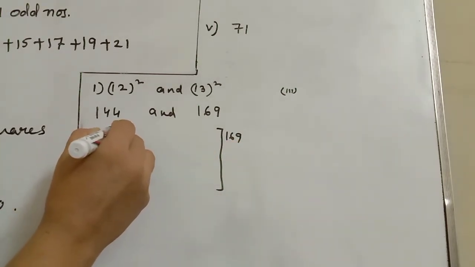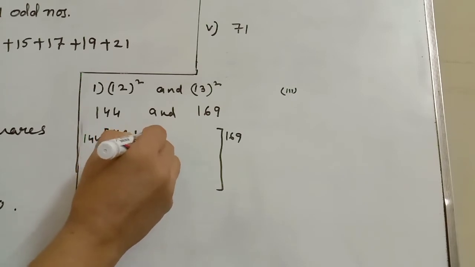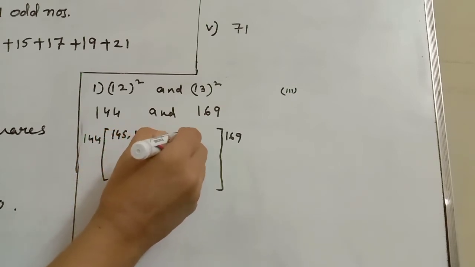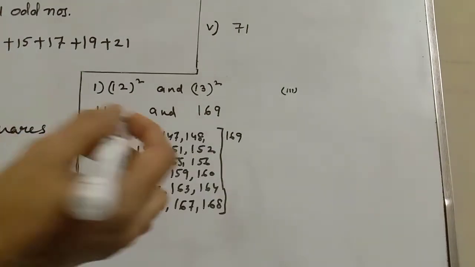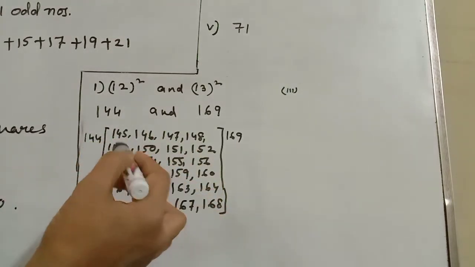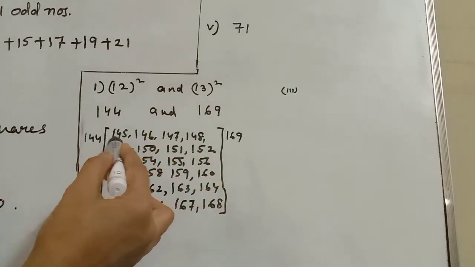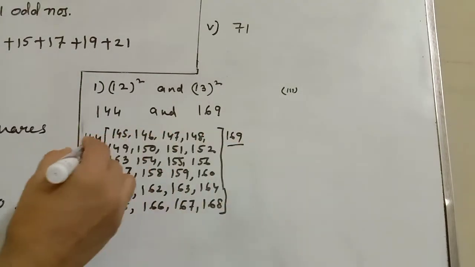144, then 145, 146, 147. In this way you continue writing up to 147. Now in between 144 and 169 I have written all the numbers from 145 to 168. I will not include 169 and 144.